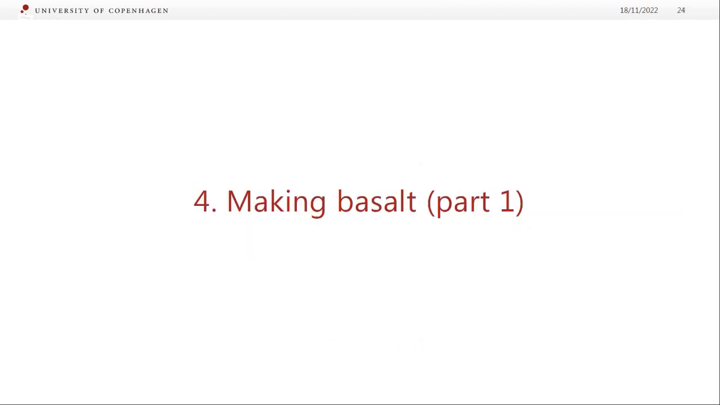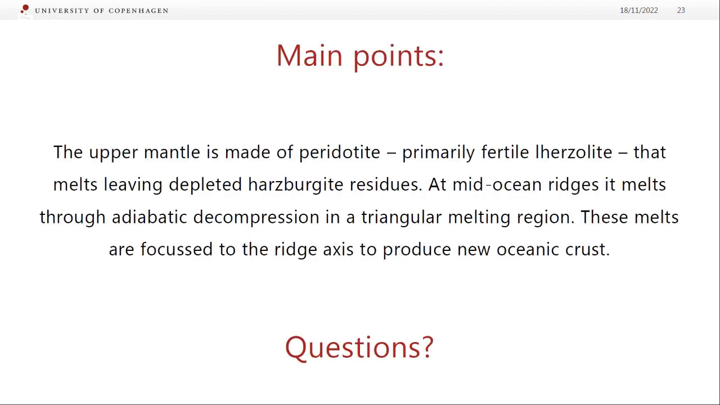We've got a tiny little bit about making basalt. So did anyone have any questions on that section?